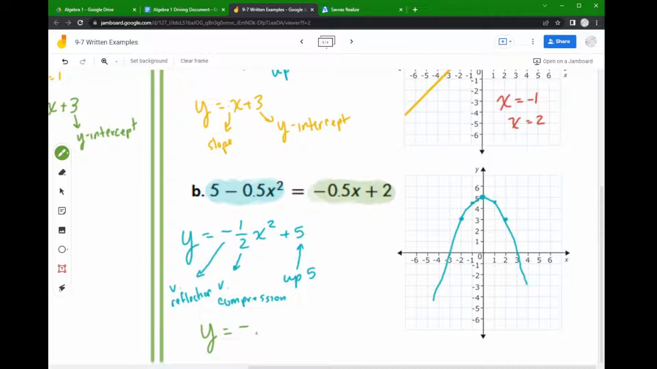So now the linear component, I have y equals -0.5x plus 2, so I'm going to call that -1/2 x plus 2. So that means I have a y-intercept of 2, so I go up by 2. And a slope of -1/2 means I fall by 1 and run by 2. Fall by 1, run by 2. Alright.